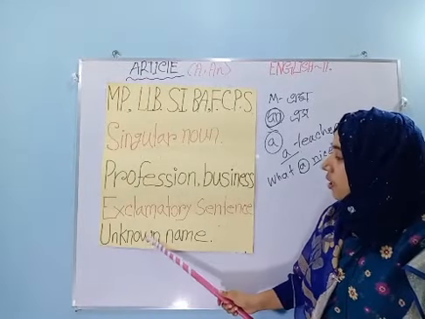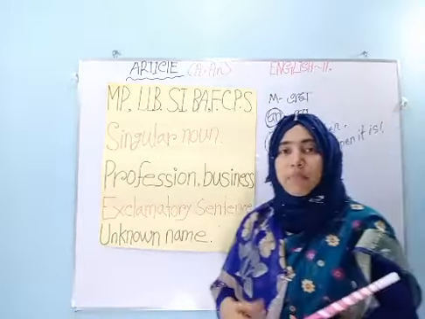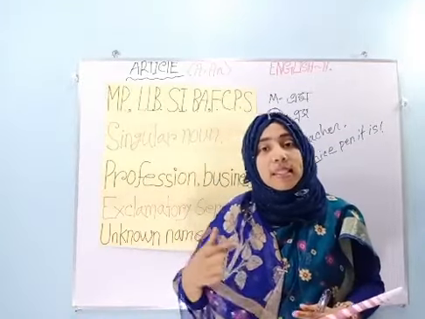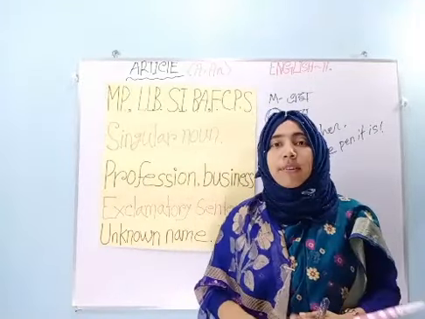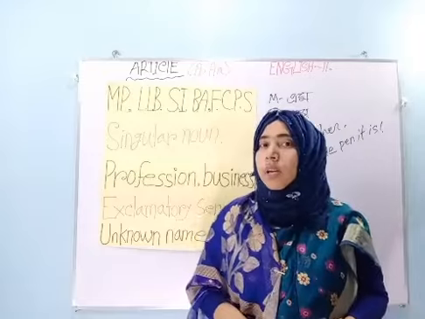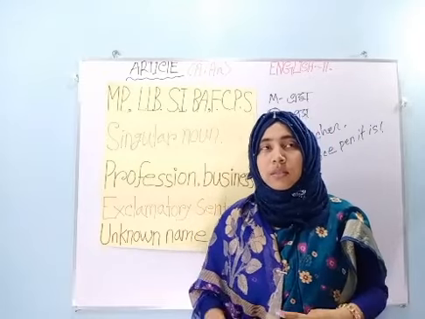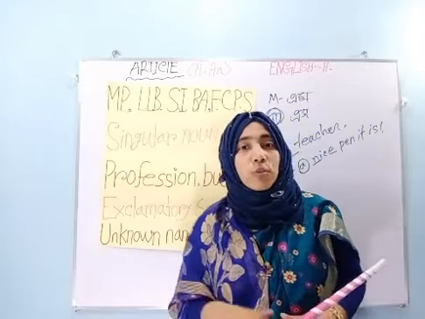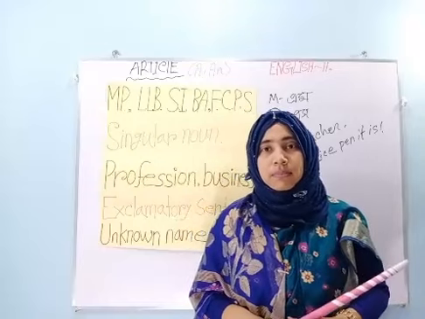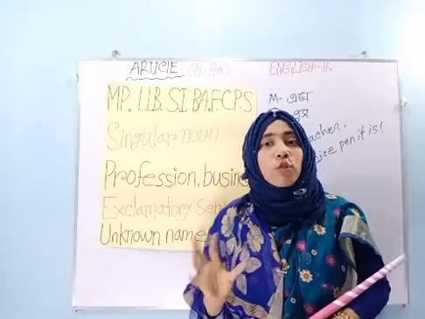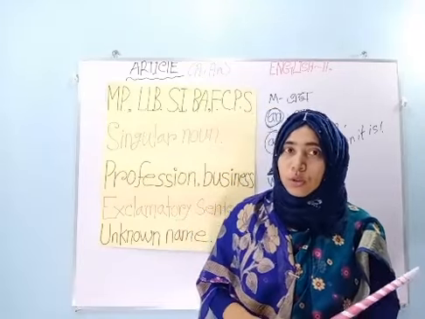And the last one, here you see unknown name or unknown designation, unknown person. If you do not know the person, then you will use article a, like, a Chakraborty came here yesterday. That means you do not know about this person.